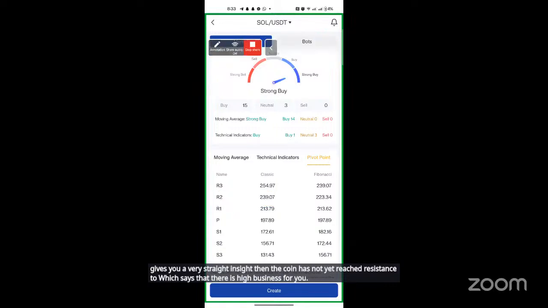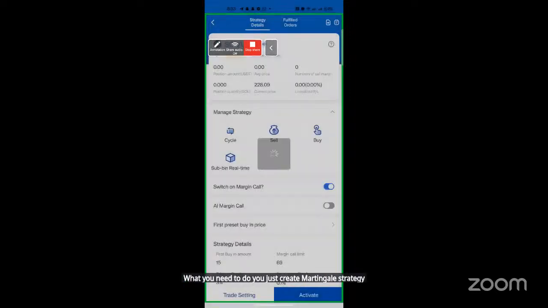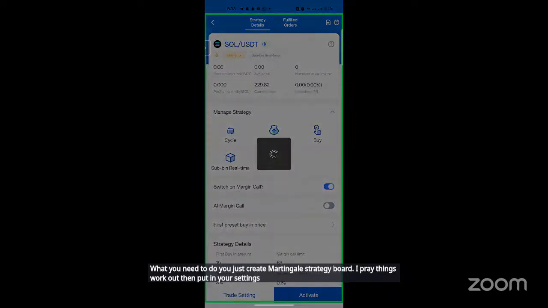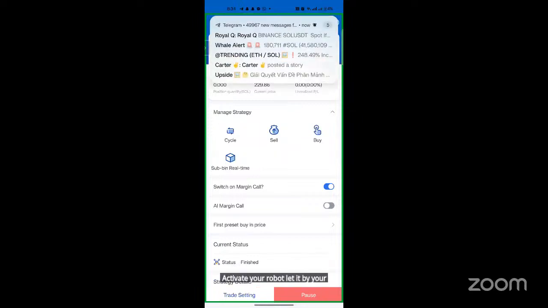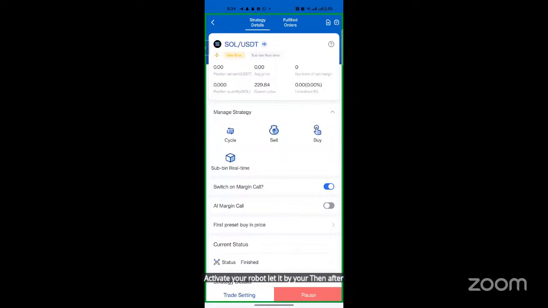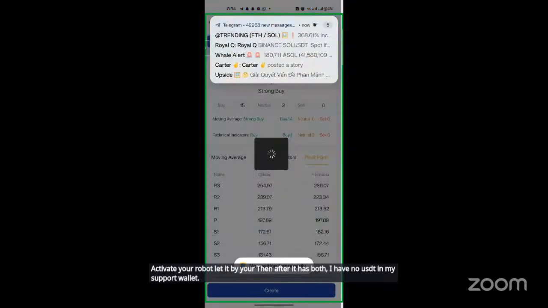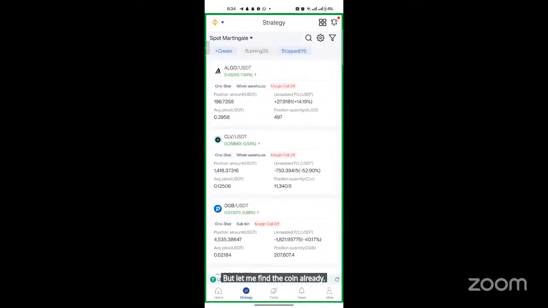What you need to do is create a martingale strategy bot, put in your settings, activate your robot, and let it buy. After it has bought, I have no USDT in my spot wallet, but let me find the coin already, and I activate one.